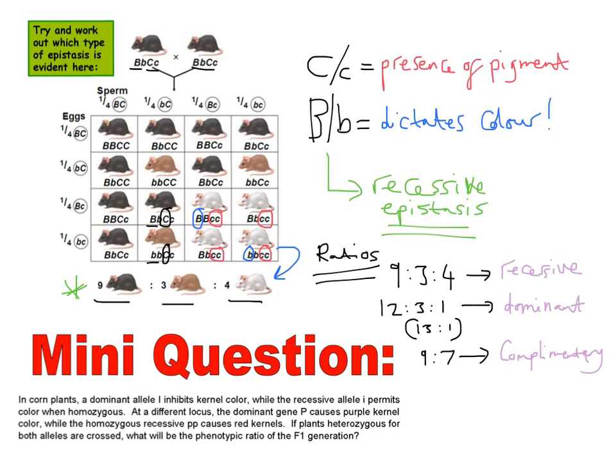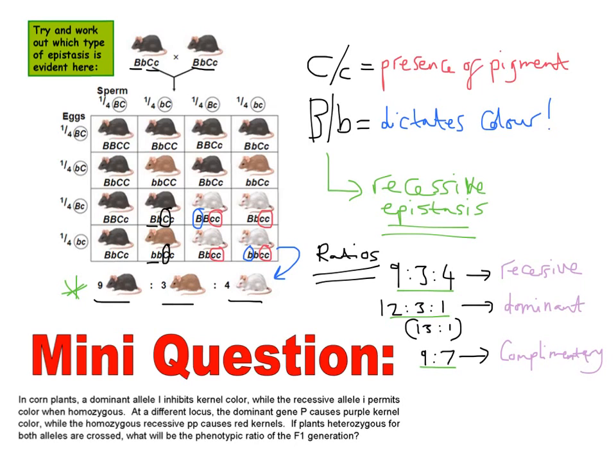Let's make that a little clearer there. So all you have to do is look at the three ratios you've got there, and it should tell you instantly what kind of epistasis you're dealing with. Now, let's give it another example. We've got this mini question here.